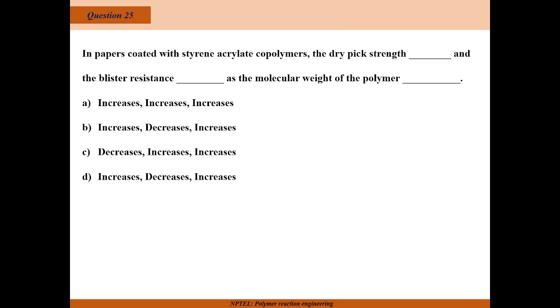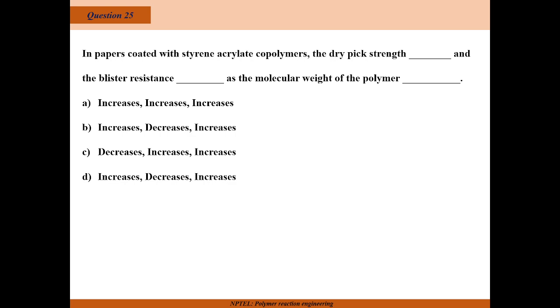So which one do you think is the answer? Does the dry peel strength increase or decrease? And when it increases or decreases, what happens to the blister resistance? And what happens to molecular weight?